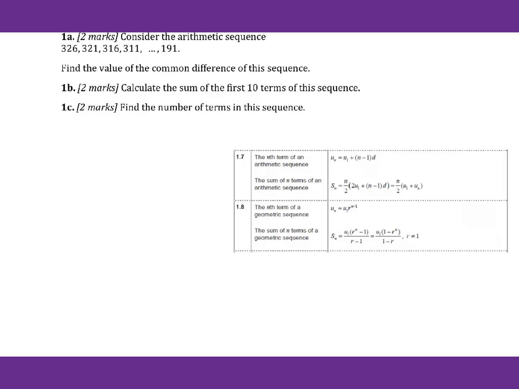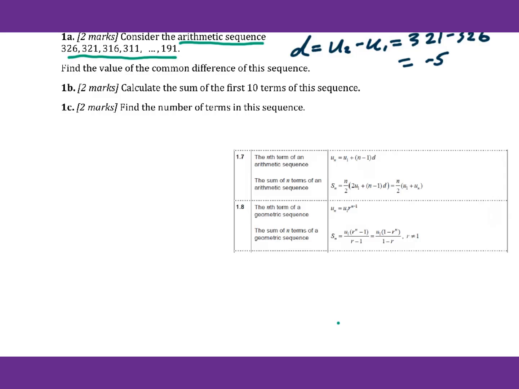Now let's go to 1a. Consider this arithmetic sequence. Find the value of the common difference of this sequence. We know that D equals U sub 2 minus U sub 1. That is 321 minus 326. That is negative 5.